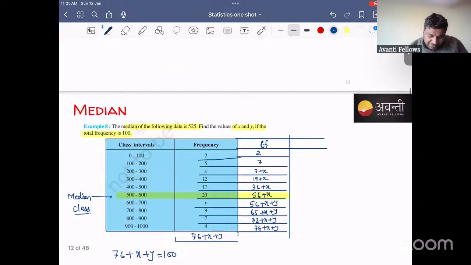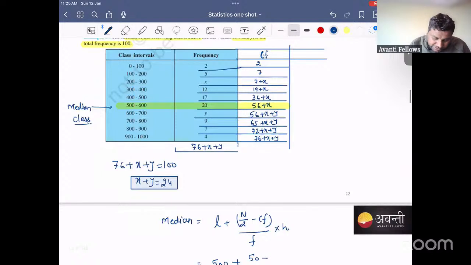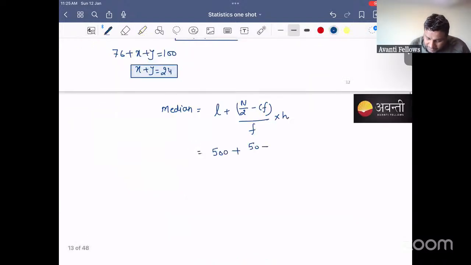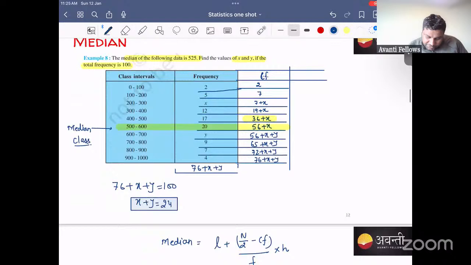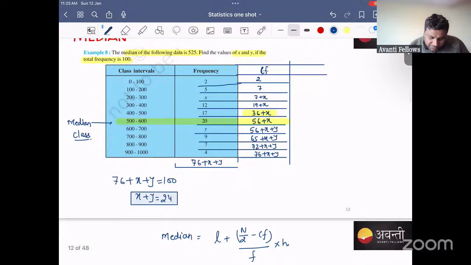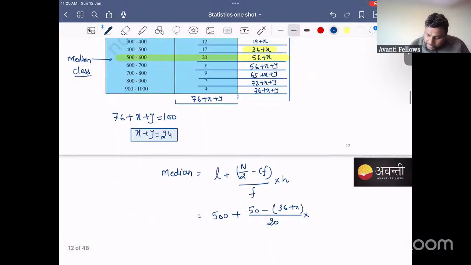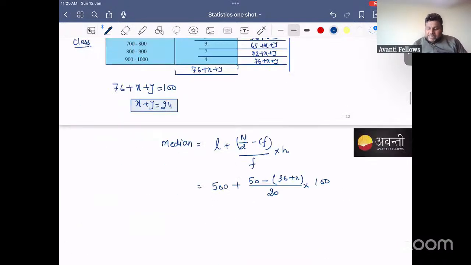CF is the cumulative frequency of the class preceding the median class. So this is the class preceding the median class. Its cumulative frequency is 36 plus x. So 36 plus x divided by f. F is what? Frequency of the median class, 20, into h. H is what? H is the size of the median class. So it is from 500 to 600, which means size is 100.